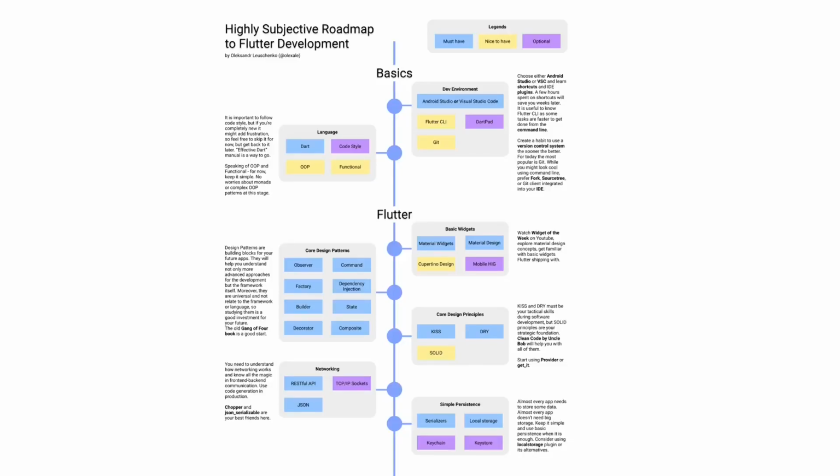So it's more focused towards the front-end development. Then the core design principles and the networking, which are RESTful APIs, TCP/IP sockets, and JSON. Simple persistence, which includes local storage, which is SQLite, like we said before, and cloud storage, the most commonly used cloud storage is Firestore by Google.